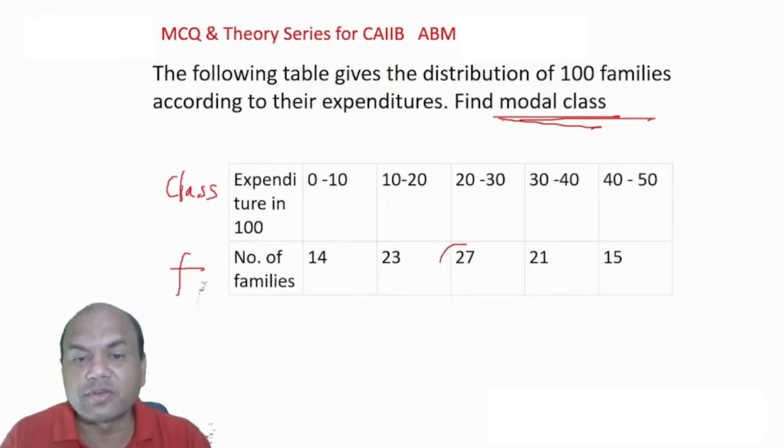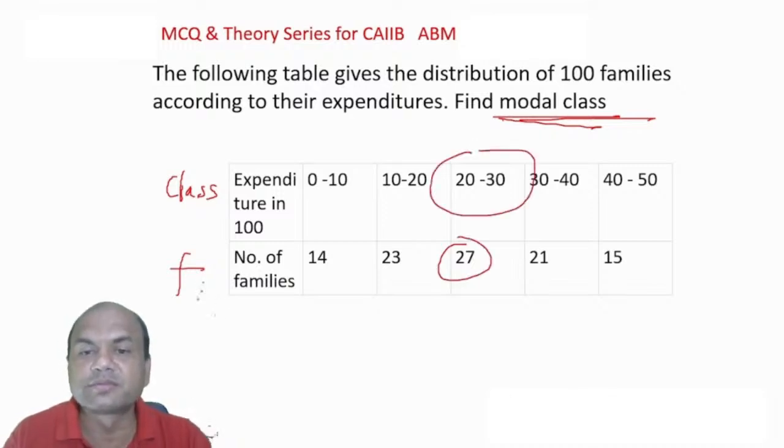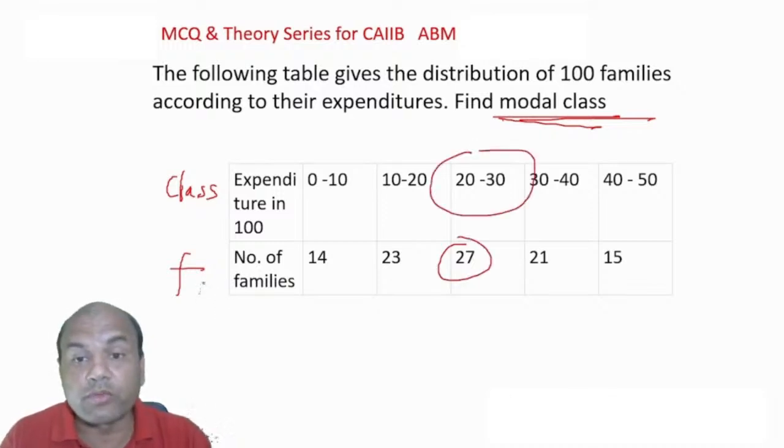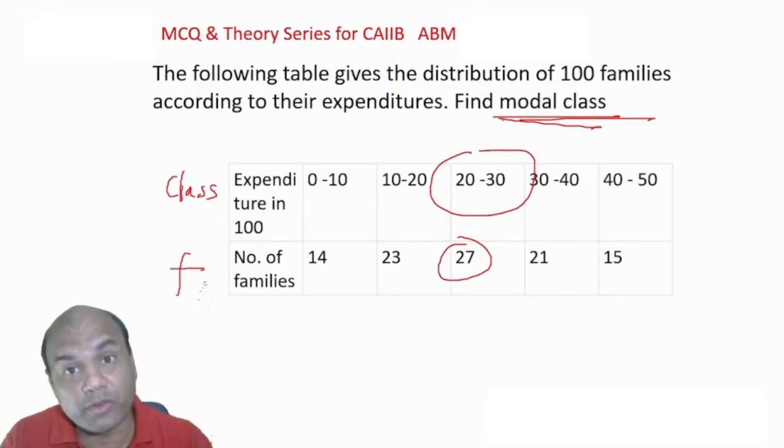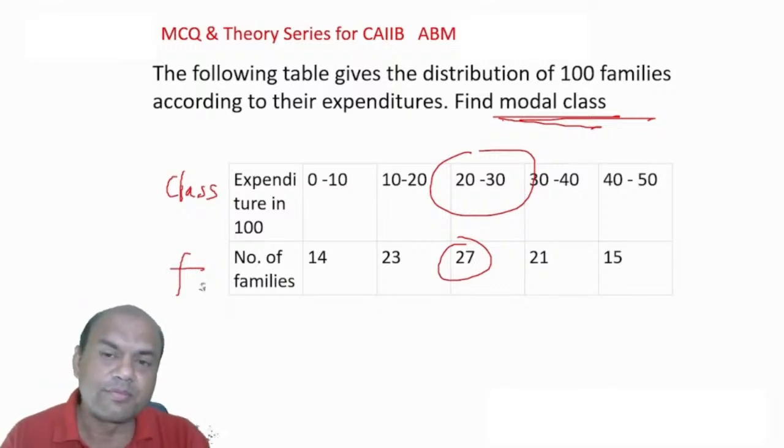Highest frequency 27. So which is the model class? This. Now if you want to find the mode of this, there is a separate formula. That's a big formula.